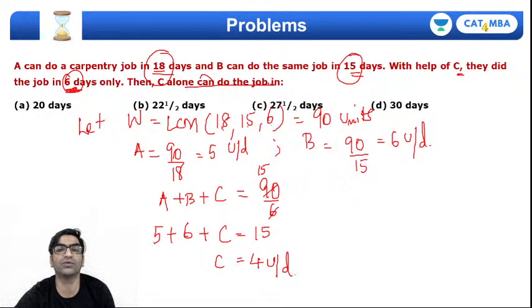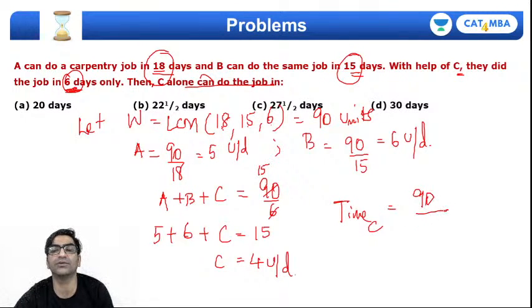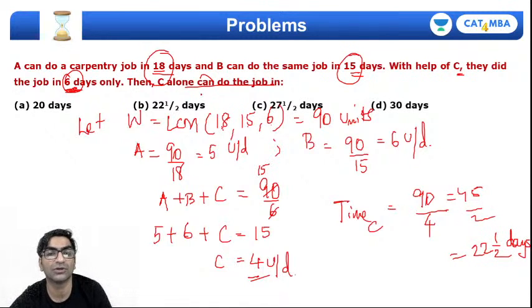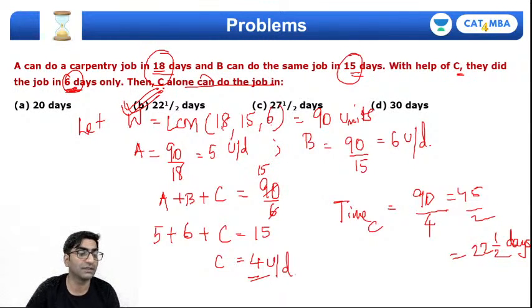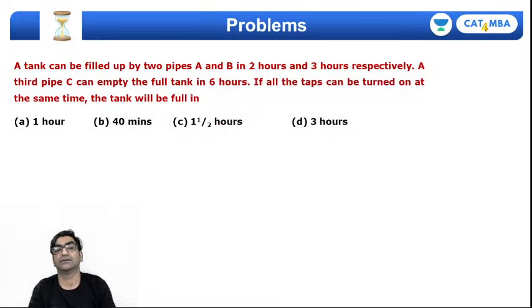Alright, so C alone can do the job in how long? The time taken by C will be the work done, which is 90 units, need to be done at what rate? 4 units per day. So 90 upon 4 is like 45 upon 2, which is like 22 and a half days. So that's going to be my answer, option B. C alone can do this job in 22 and a half days.